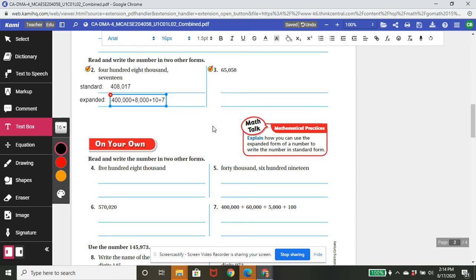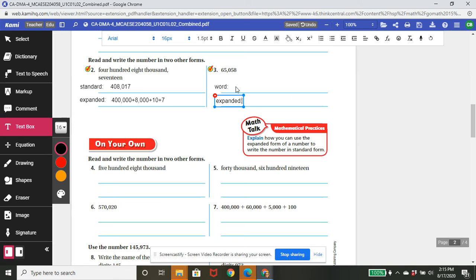Okay, so most of your problems will look like this. You'll have it in one form, and you need to write it in the other forms. So I am going to do one more example of this, and then I'll do one different type of question that you might see. So here, this number is written in standard form, just like the number would look like. So I need to write it in the two other forms. I need to write it in word form, and I need to write it in expanded form.